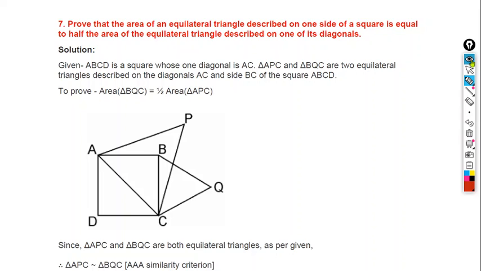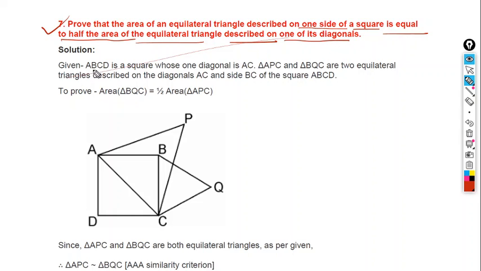Now we are going to discuss question number 7. Prove that the area of an equilateral triangle described on one side of a square is equal to half the area of the equilateral triangle described on one of its diagonals.